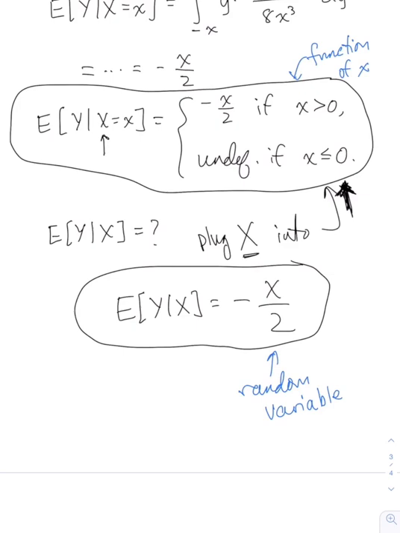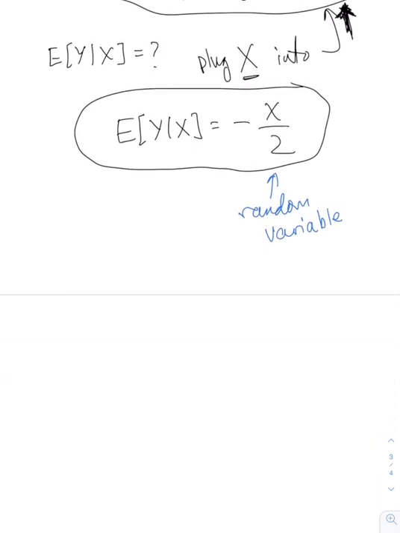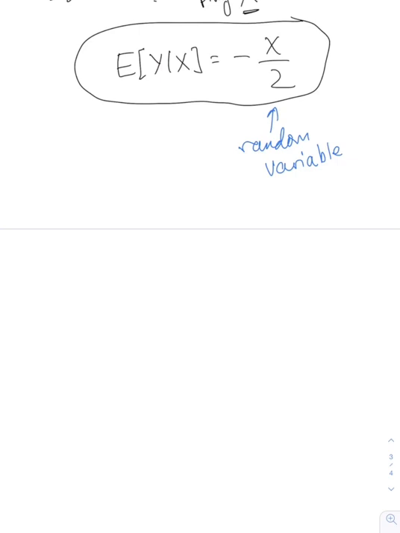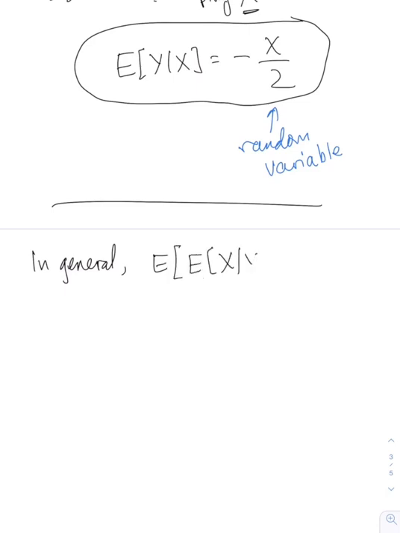Now, because the expected value of y given x or x given y is a random variable, we can ask, well, what is its expected value? So in general, we could want to know what is the expected value of the expected value of x given y. All right, well, first of all, how would we write that down?